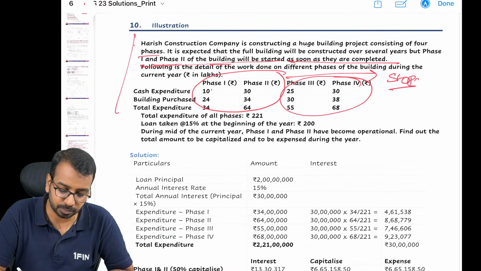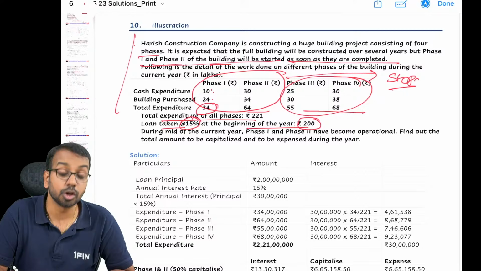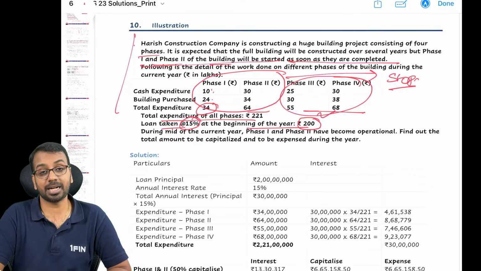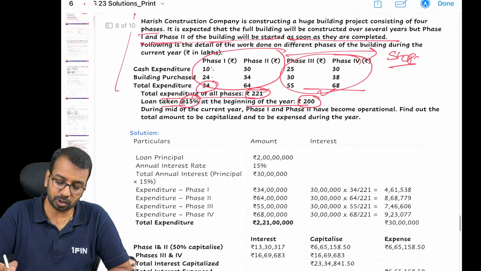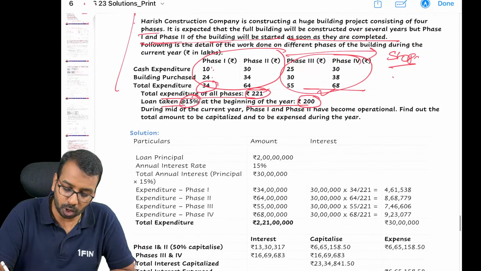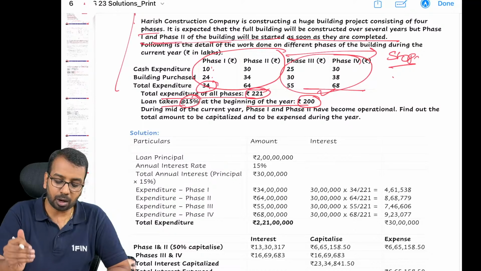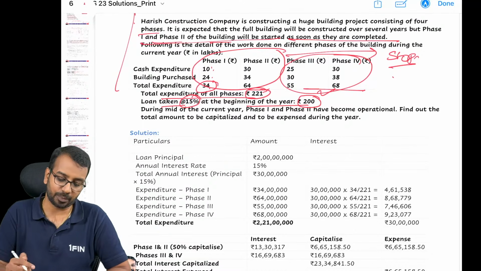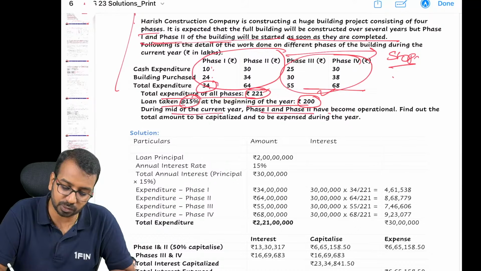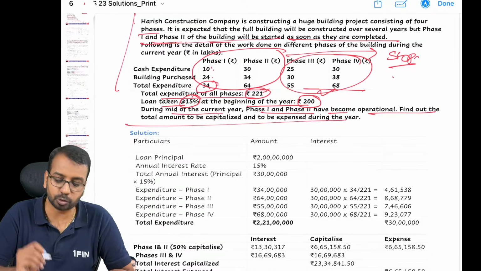So cash expenditure, building purchase, total expenditure is given. Total expenditure is 221. Loan taken at 15% is for 200. So the 200 loan that has been taken is for the 221 expenditure. So capitalization will also be based on the total expenditure out of 221. Accordingly, proportionately only we will capitalize. During the mid-year, phase 1 and phase 2 have become operational. Find out the amount to be capitalized.